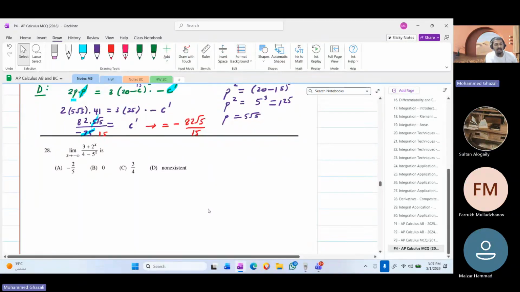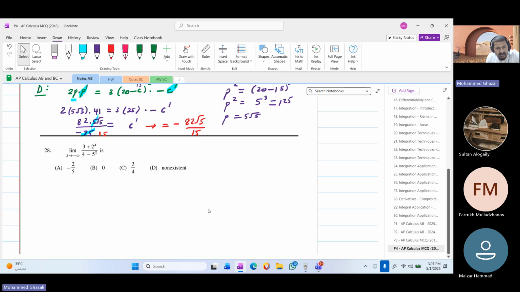Number 28. Is this L'Hopital's rule or is it direct substitution? Let's check. What's 2 over 5 to the power infinity? So the answer here will be negative 2 over 5 because it's the highest power. No, you check, is it exponential? Yes, we should check. It's an exponential function. It's not x squared, and it's not x. Oh, this is L'Hopital. Oh, no.